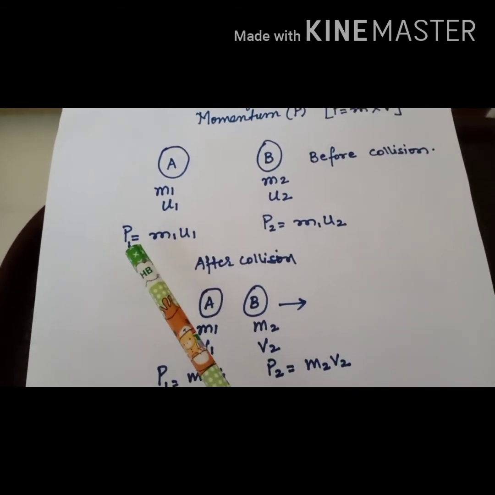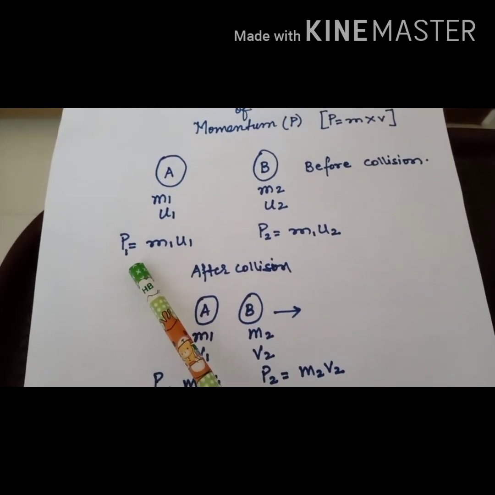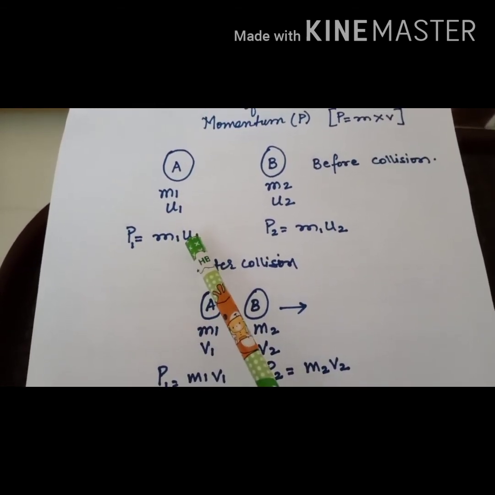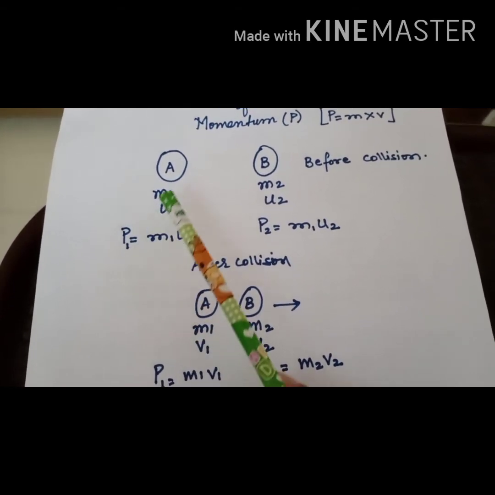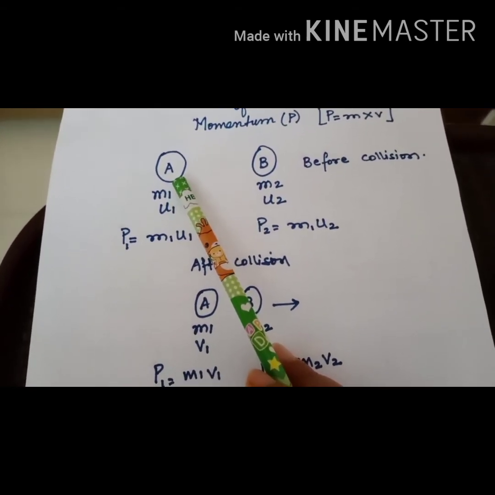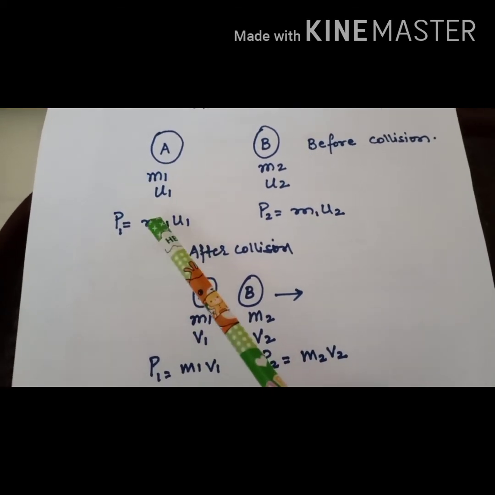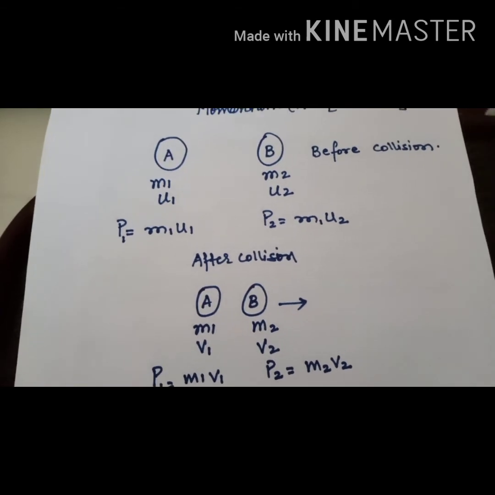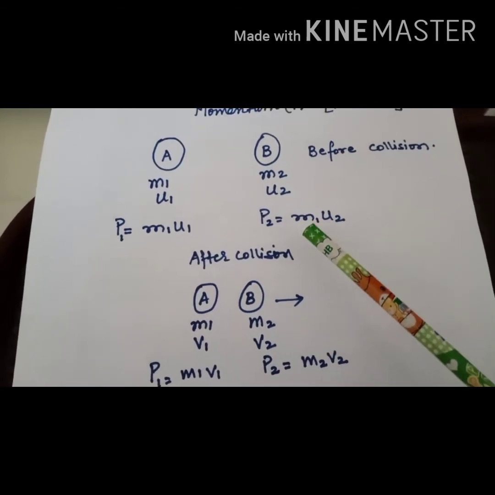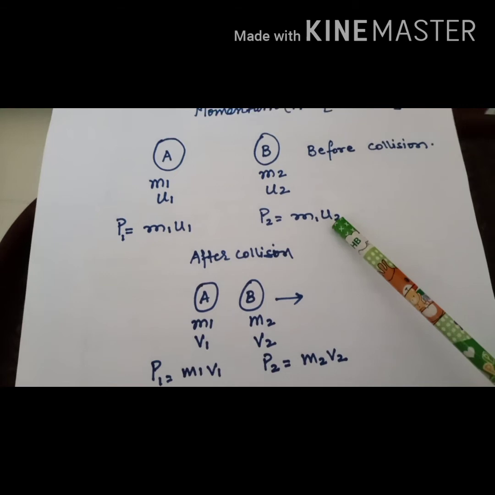As you know, momentum is the product of mass and velocity. So for object A the momentum will be m1 into u1, and for object B it will be m2 into u2.